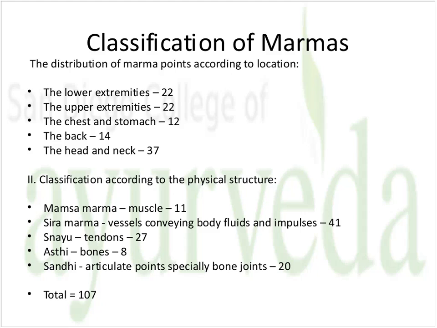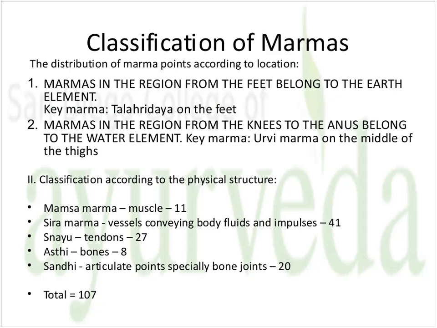Sinew, S-I-N-E-W, that we use in the English language comes from snayu. So these are the tendons. The osti, that we are familiar with that term, osteopathic or osteoporosis. Those are the osti, the bones. So you have points in the bones, and then you have sandhi, which are the joints, articulate points, and those are 20 points. So you have 107 points total.